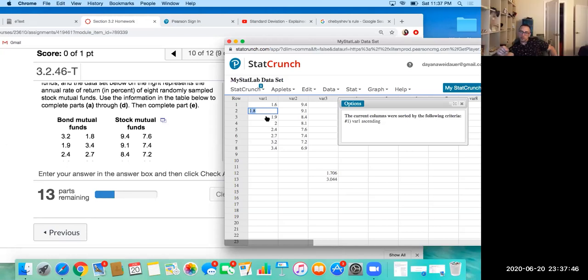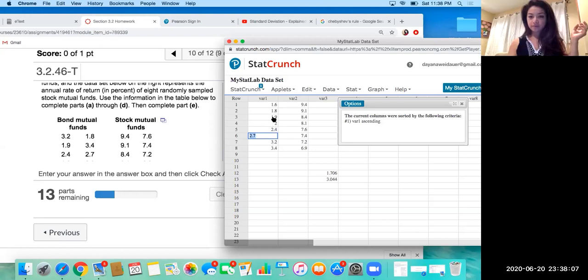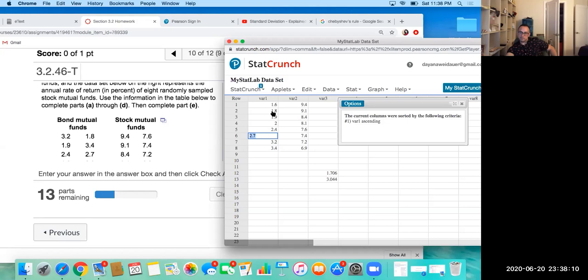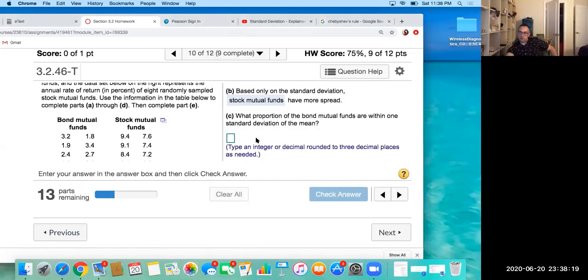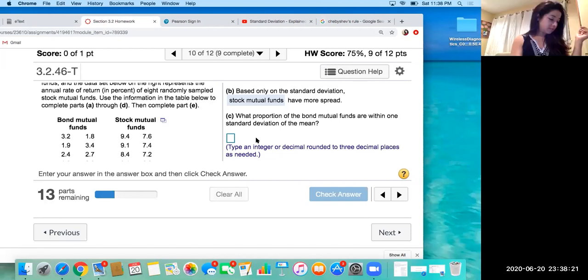Now hold down and scroll down. I don't know if you can highlight multiple cells. Maybe not. Never mind. So 1.8, 1.9, 2, 2.4, all the way to 2.7. So how many numbers is that? 5. So 5 out of 8. So that's the answer. 5 out of 8. They expect us to know this? Yeah, it's kind of hard, or just a lot of work. So it will be 0.625? Yeah.